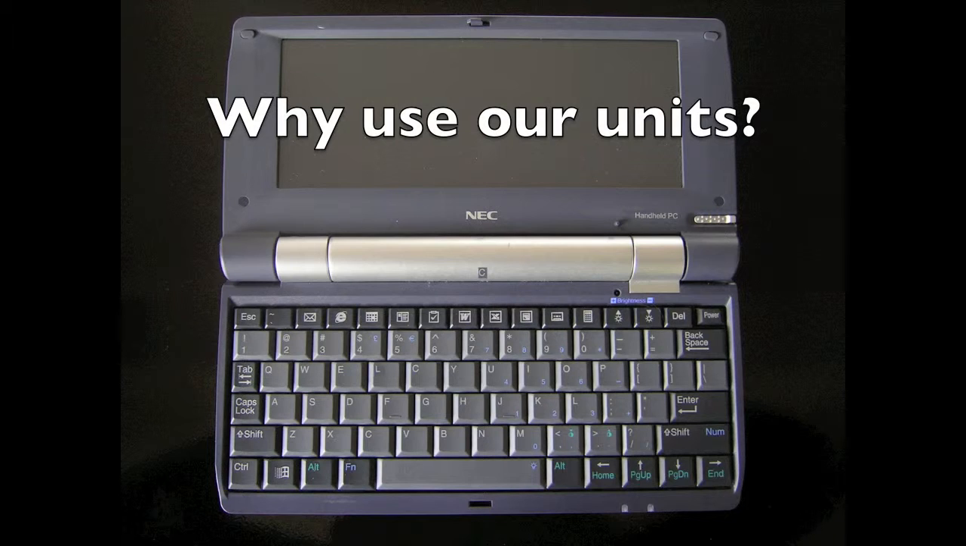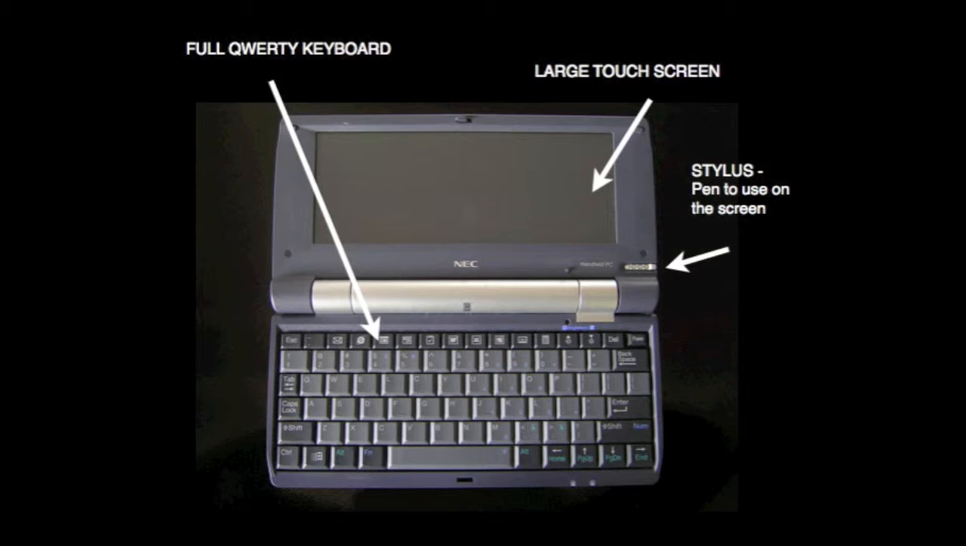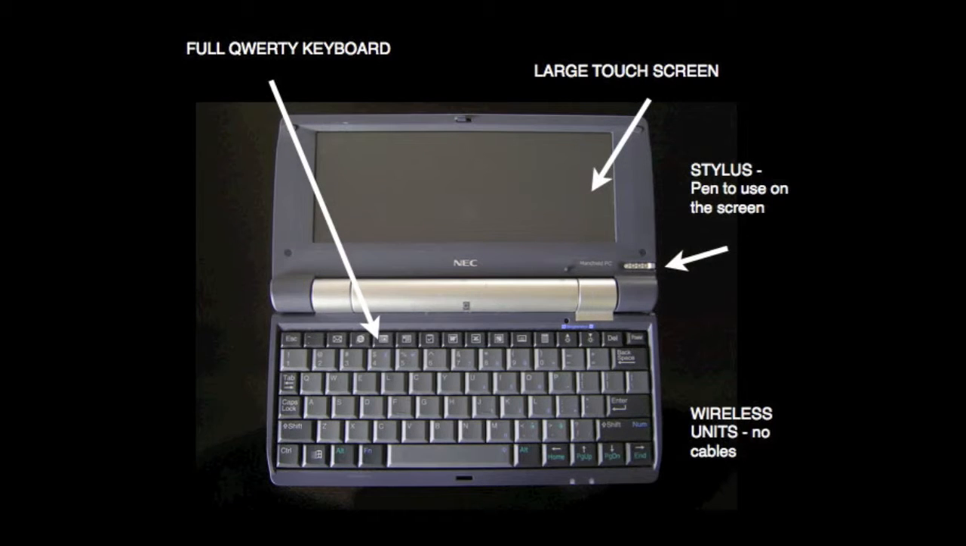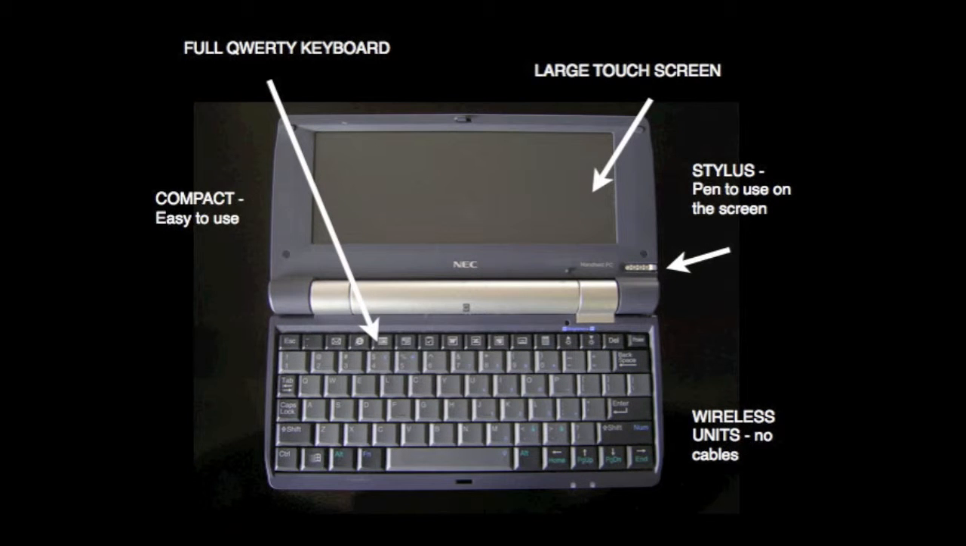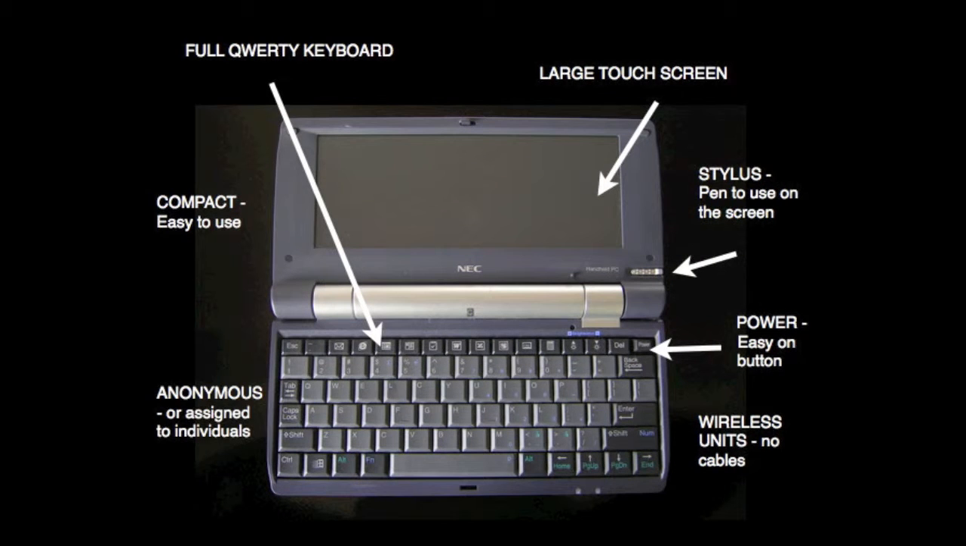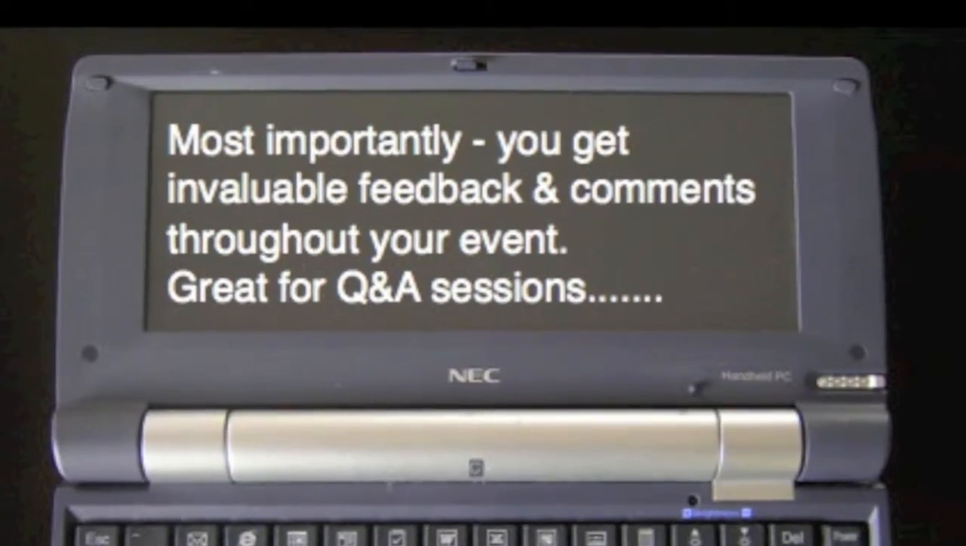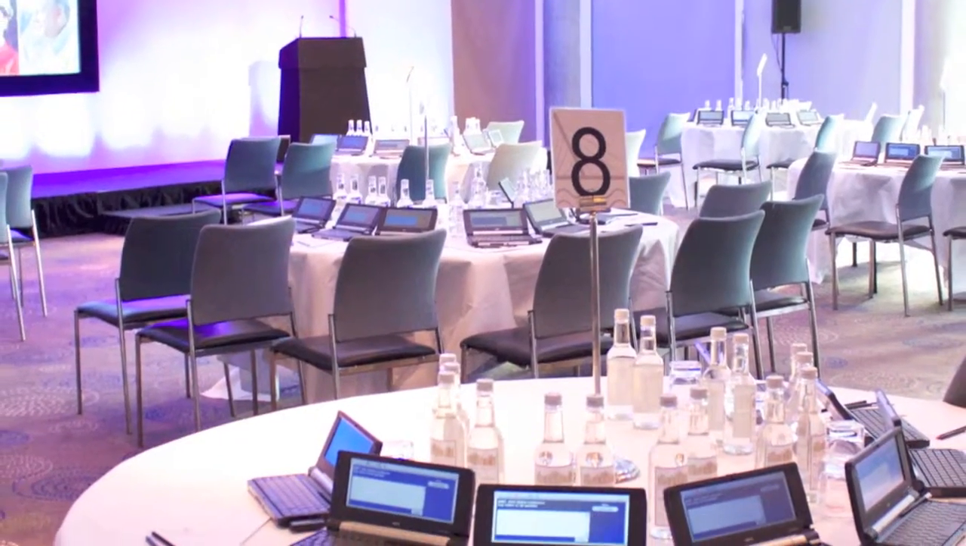So why use our audience response units? Like a laptop, they have a full QWERTY keyboard and a large touchscreen where you can use the supplied stylus. The units are all wireless, no trailing cables, and unlike the iPad, they are compact and easy to use with an easy on power button. The units are usually set to anonymous mode to get the best feedback, but they can be set to assigned individuals. Most importantly, delegates can comment or ask questions anytime, great during key speaker presentations.